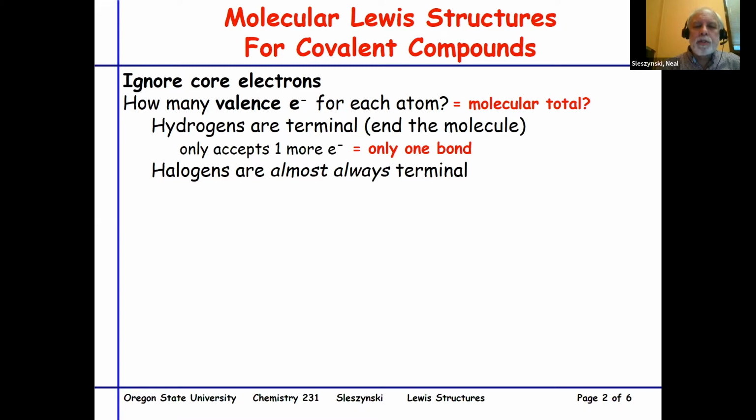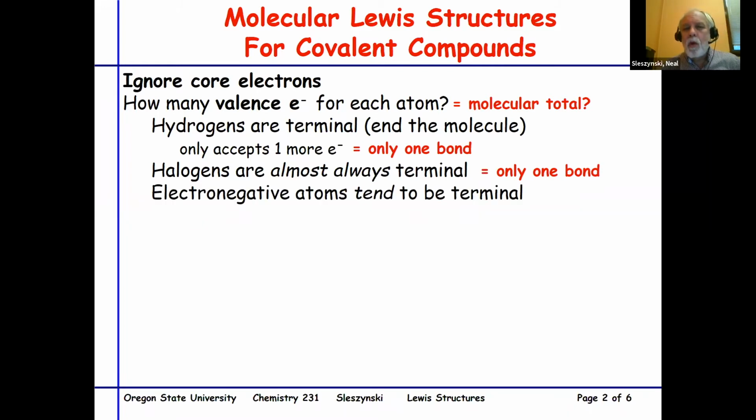Halogens are almost always terminal, almost always forming a single bond. If we find a halogen in the middle of a molecule, and we'll see some examples of that, it means that we've expanded beyond our octet. The more electronegative atoms tend to be terminal, not found in the middle of molecules, but that's almost always, and sometimes we find that that's not the case.